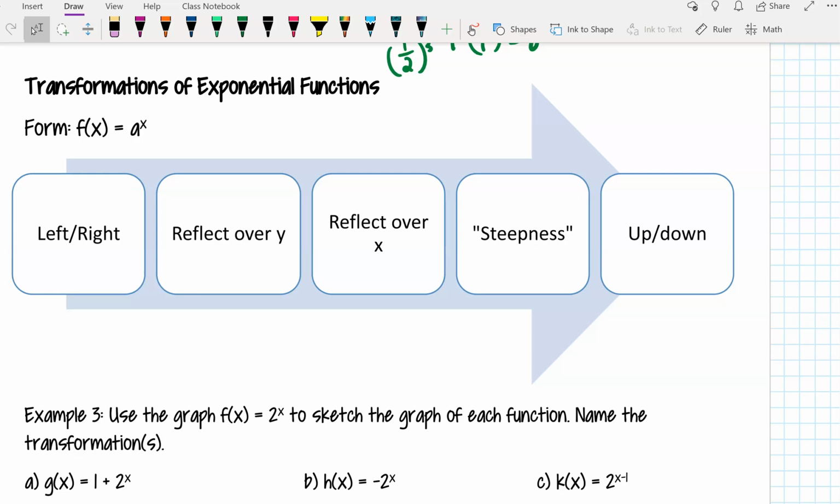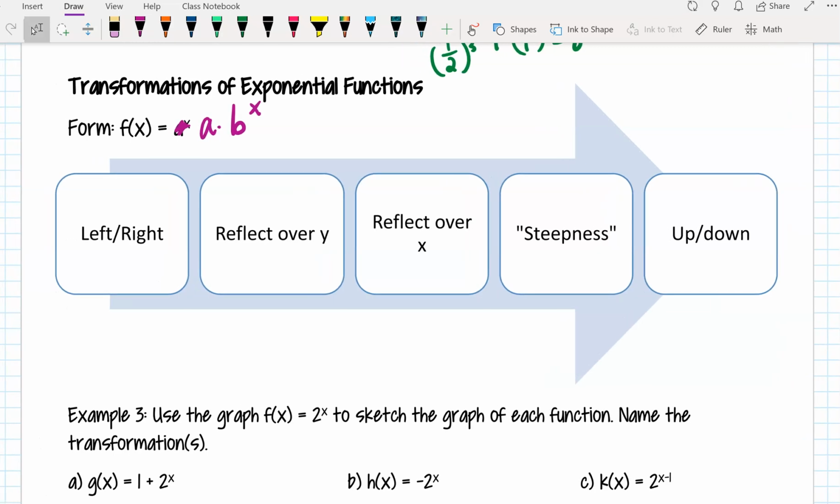Hey guys, so this is transformations. When we're looking at transformations of our exponential function, a times b to the x, we still have the same transformations, but they do look a little different.